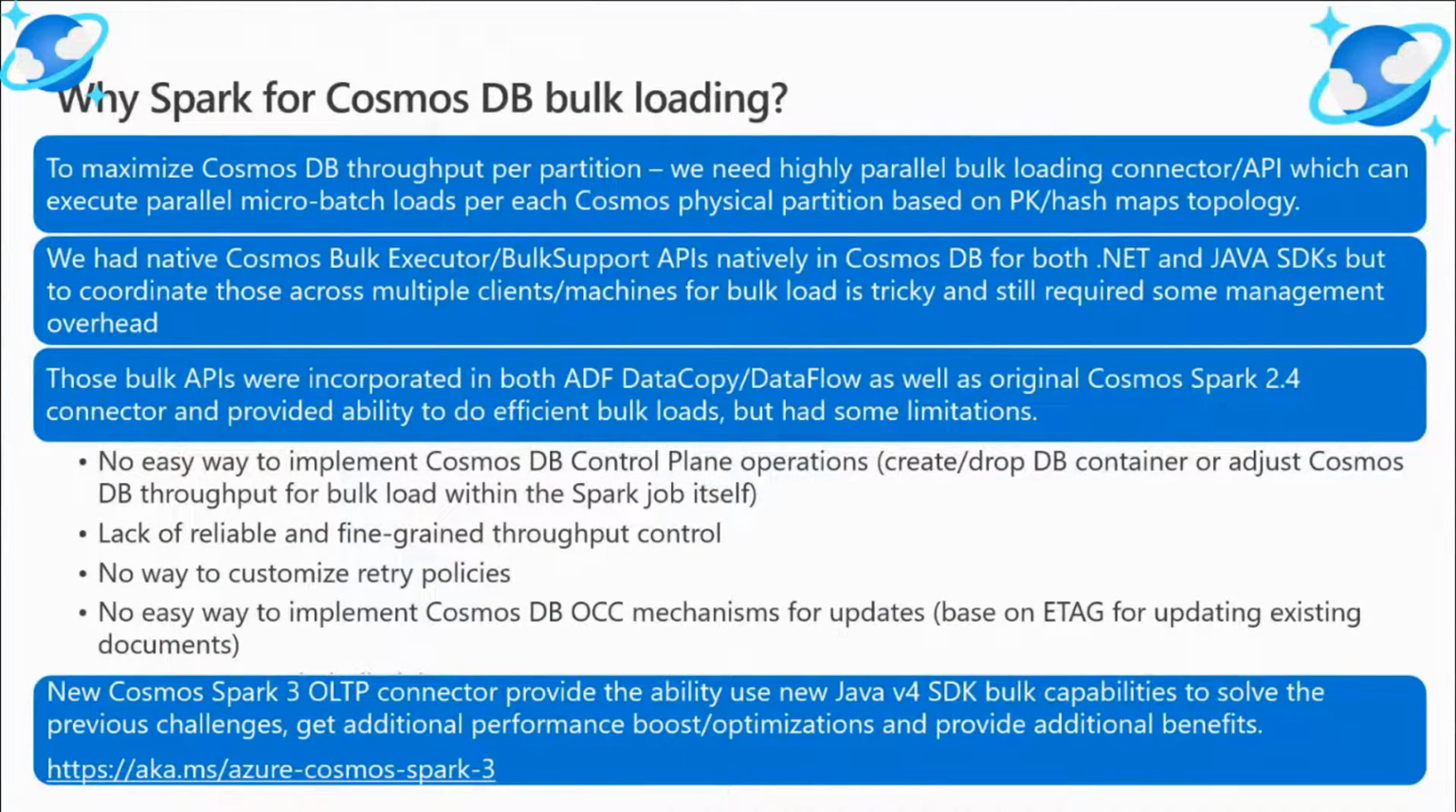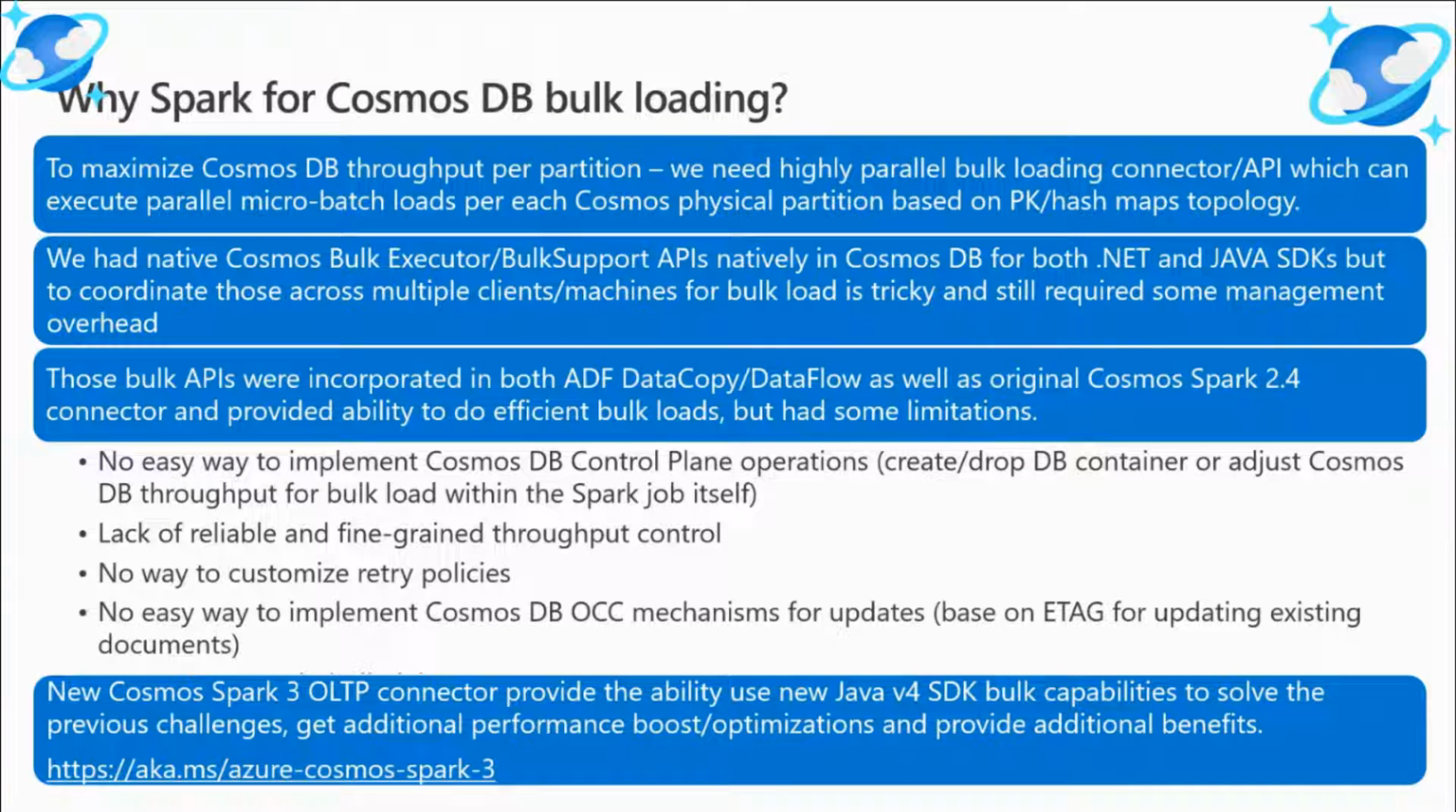So let's move into Spark. Why Spark for Cosmos bulk loading? Outside of Spark, we have other tools which also do bulk load. We have the native bulk API or batch API within the SDK for both Java and .NET. Bulk APIs were incorporated in both Azure Data Factory, Data Copy and Data Flow, from different SDKs, and the original Cosmos Spark 2.4 connector did those efficient bulk loads.